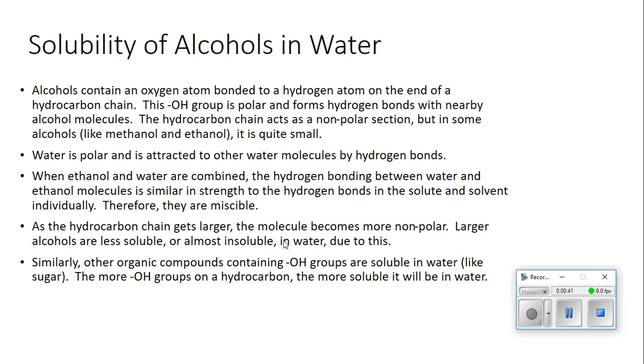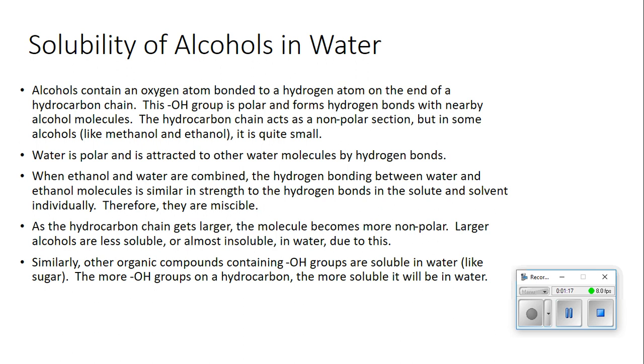So alcohols are hydrocarbons. I'm going to show you a picture of this. They have carbon and hydrogen, and at one end of an alcohol, you will have a hydroxyl group, an OH group, and that OH group is polar, and it can also form hydrogen bonds with other alcohol molecules, or it can form hydrogen bonds with water. The rest of the alcohol, the hydrocarbon chain, which is hydrogen and carbon, is non-polar, okay?